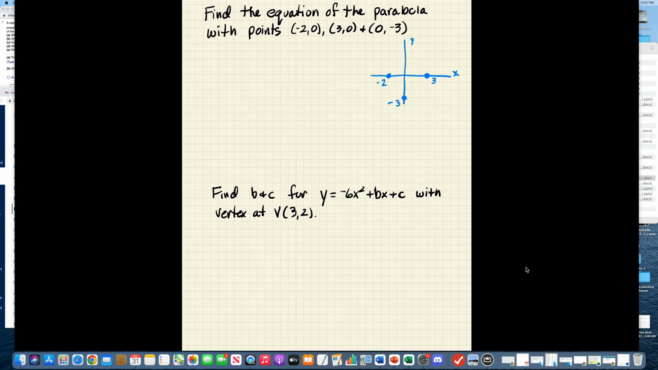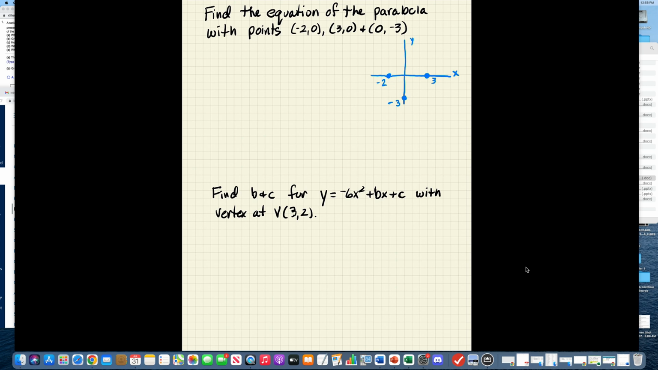Okay, welcome to a couple extra examples I wanted to throw out here for section 4.3 that you'll probably see in the homework. So our first problem here is they're asking us to find the equation of a parabola with the points (-2, 0), (3, 0), (0, -3).